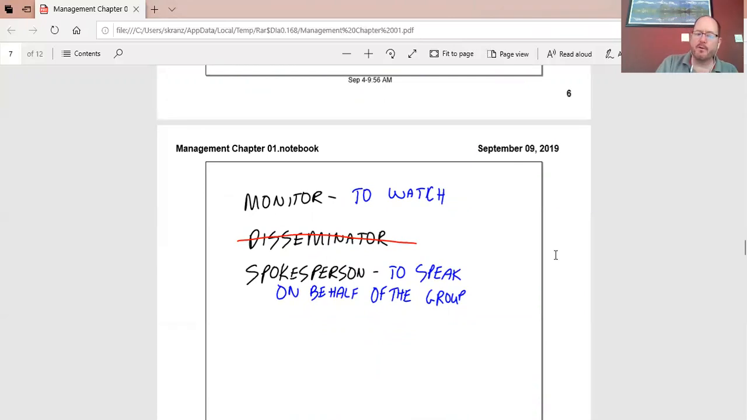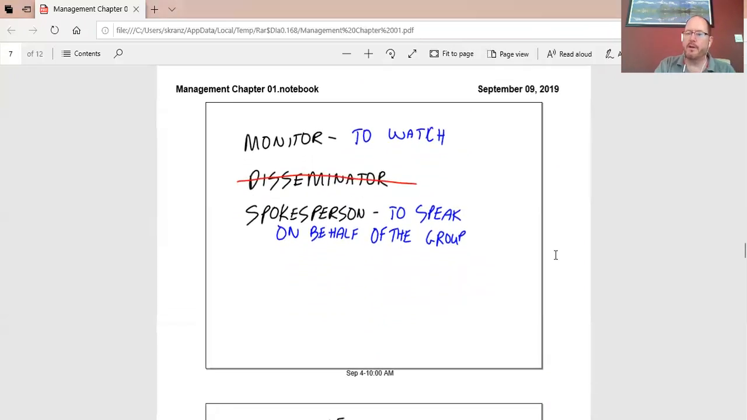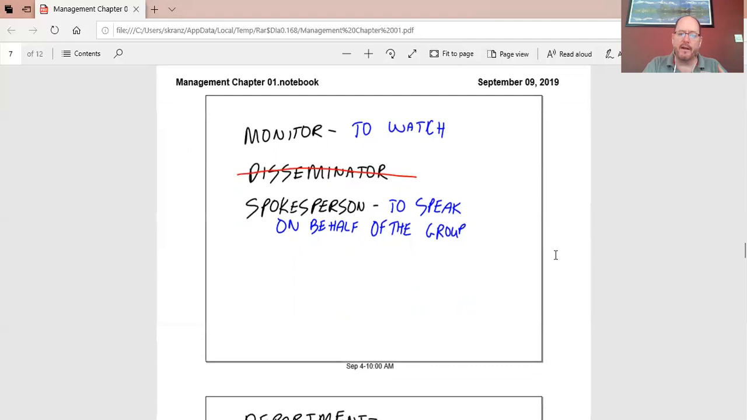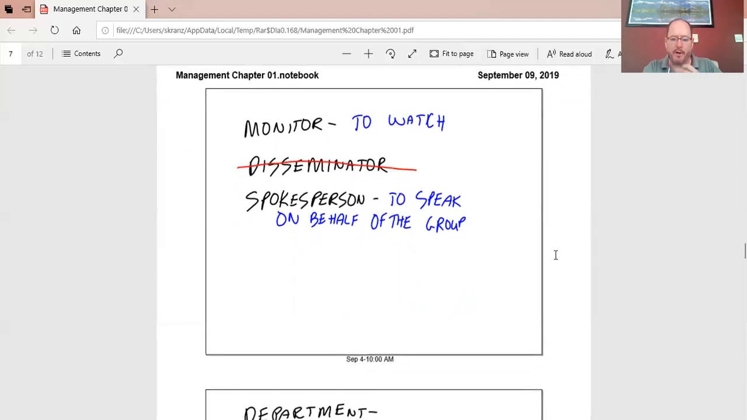And then the term spokesperson. Spokesperson means to speak on behalf of the group. So the example I gave in class was Dr. Rashid as the chair of our department introducing the Innovation Day. So he's acting as a spokesperson on behalf of our department.